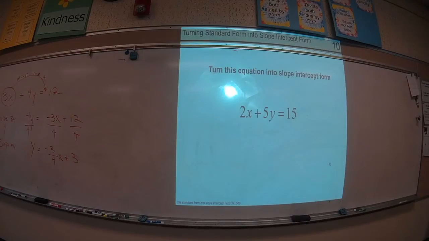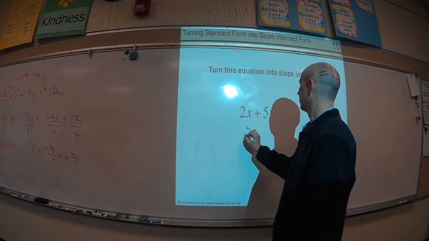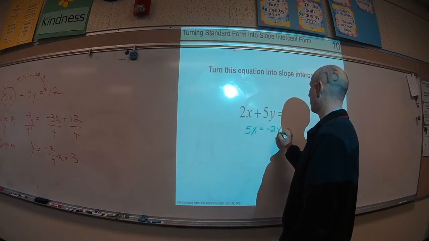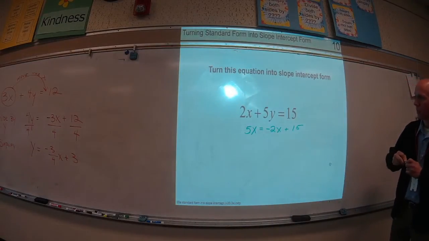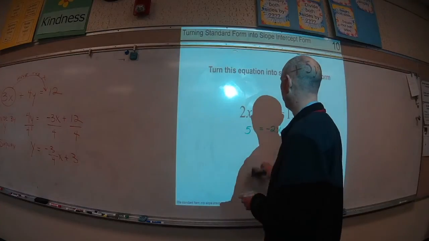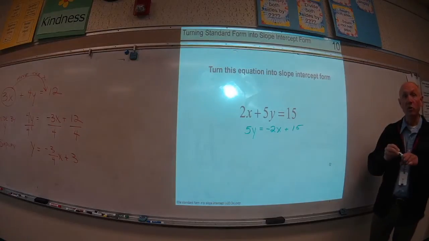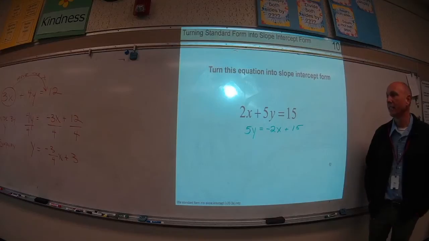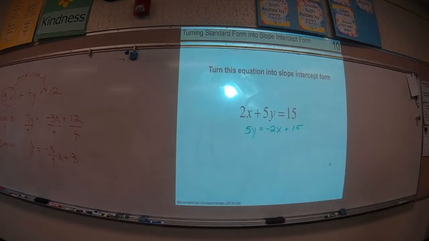At this point, I have 5y equals negative 2x plus 15. Did I do that right? Yes, 5y equals negative 2x plus 15. Will you now do the divide by the y step and simplify? Move the x, divide by the y, and simplify. That's what I'm asking you to do. Divide by the y and simplify.